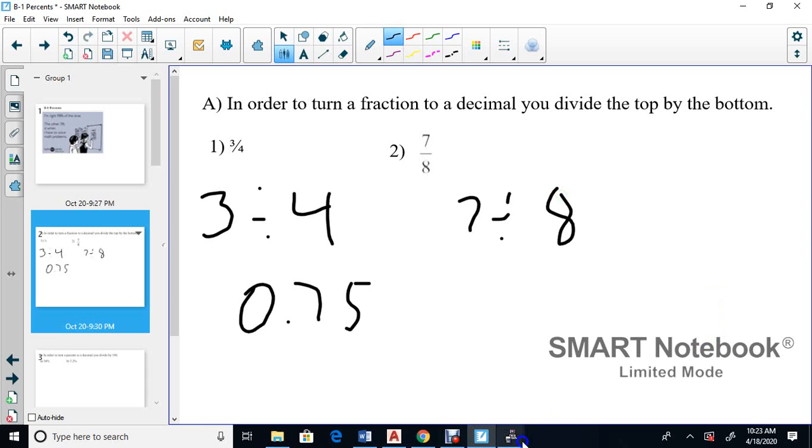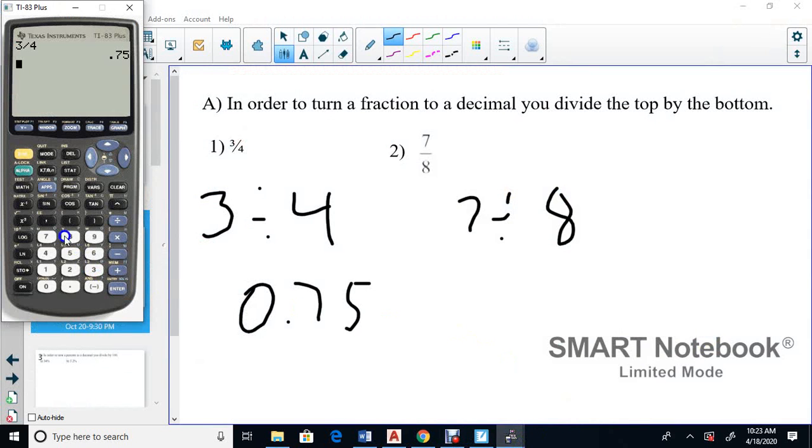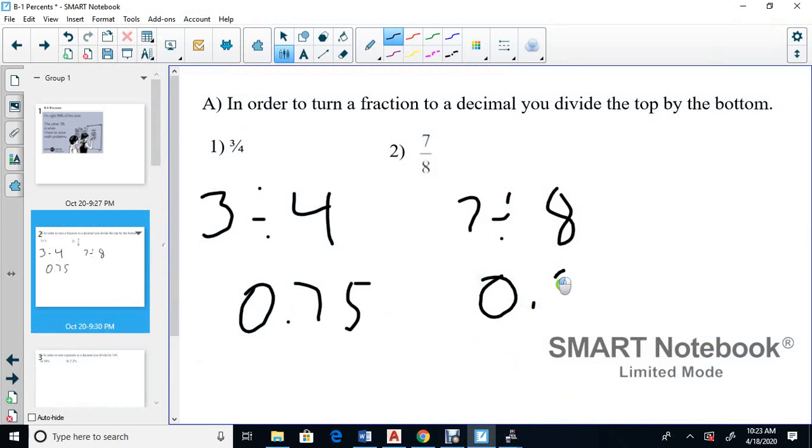So you go to your calculator, 7 divided by 8, and you get 0.875. And here you can put an equal sign. Let's go to the next one.